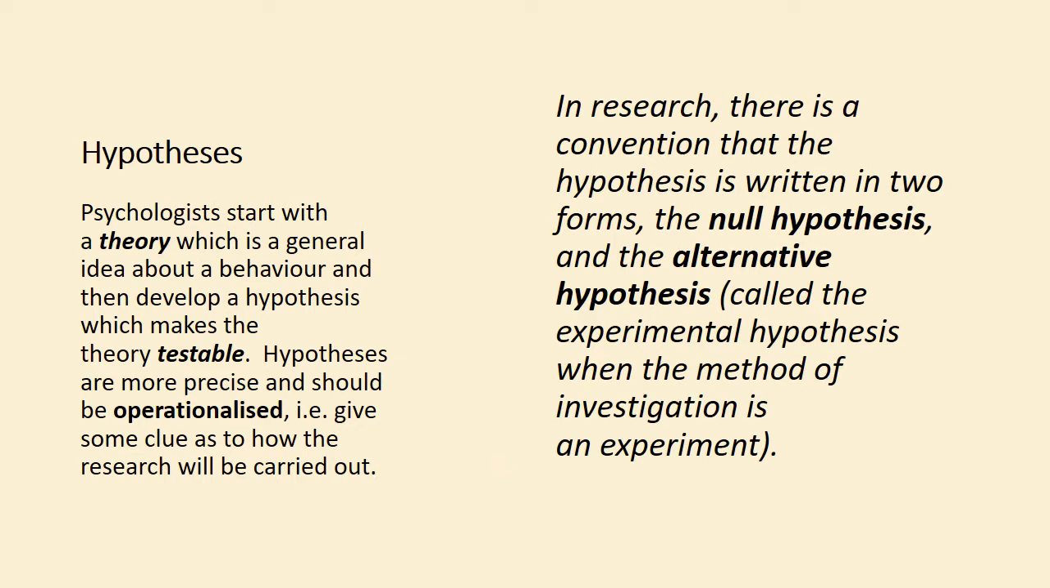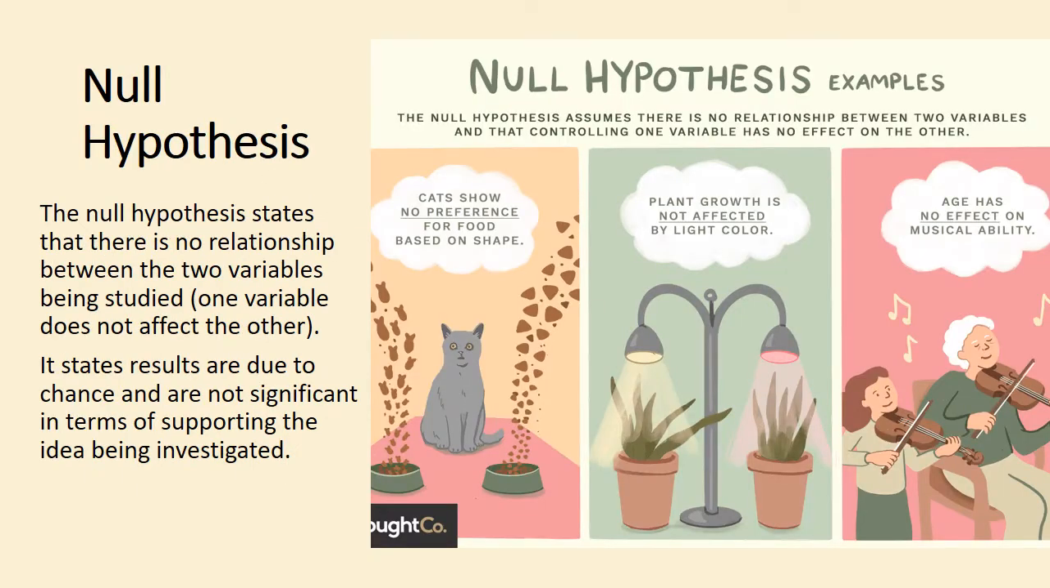By convention, we always write two, hence hypotheses. You write a null hypothesis and an alternative hypothesis. The null hypothesis states that there will be no relationship between the variables that you are studying, or it says that any results that you've got are down to chance. And this is where statistics come in. More about that later on in the course.